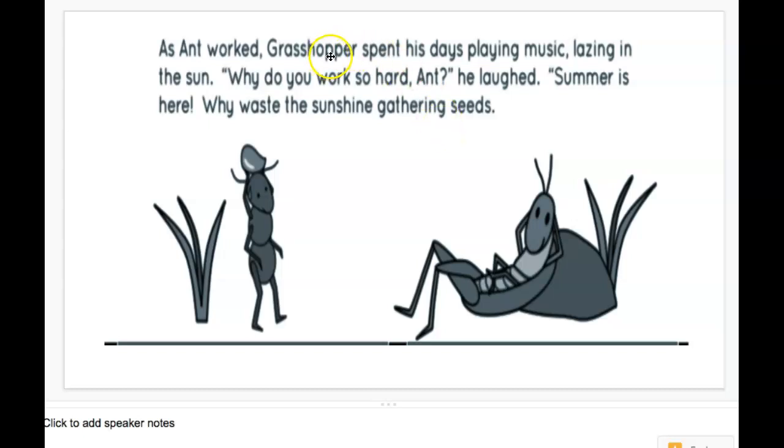The author just gave us information about Grasshopper and gave a little bit of character traits about him. Using the word lazing, the root word, if I was to block off this ing, lazy, in the sun. So when I think about that character, I'm thinking he does not work like Ant, does he? While Ant is busy, Grasshopper is relaxing and laughing at Ant.